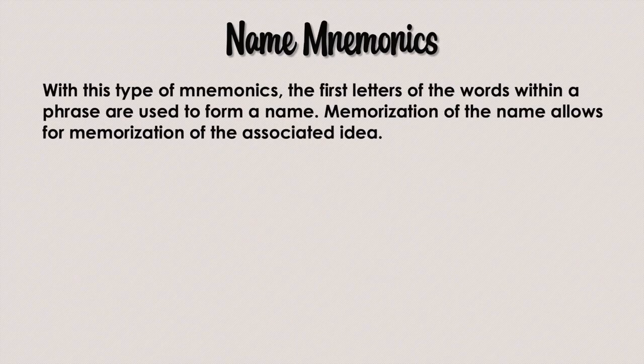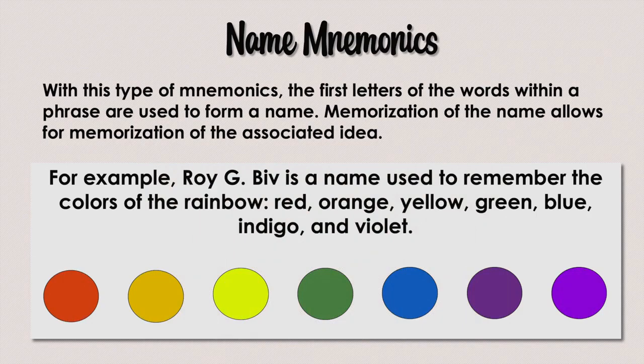Let's take a look at the next mnemonic device, name mnemonics. With this type of mnemonics, the first letters of the words within a phrase are used to form a name. Memorization of the name allows the memorization of the associated idea. For example, Roy G. Biv is the name used to remember the colors of the rainbow: red, orange, yellow, green, blue, indigo, and violet.